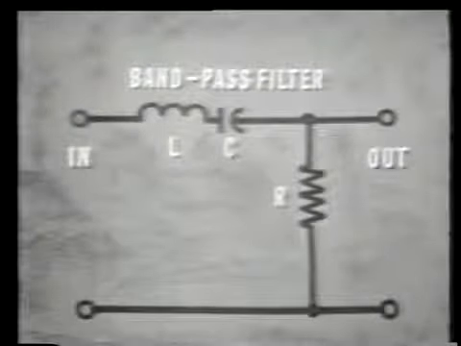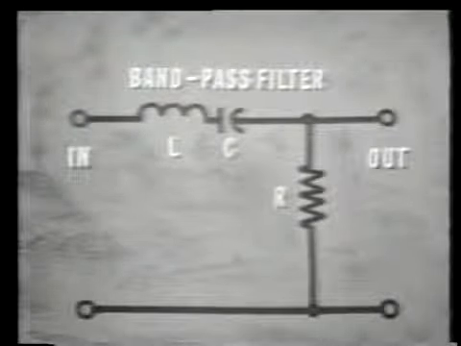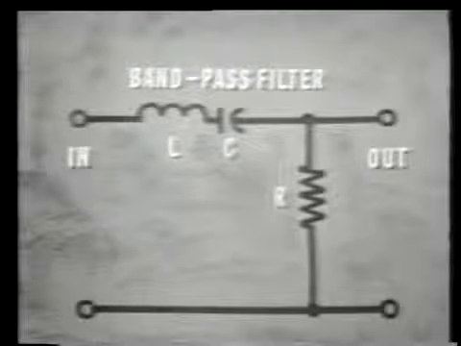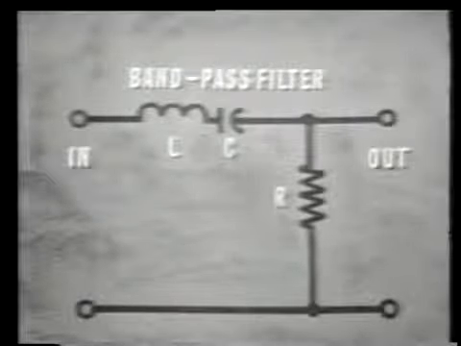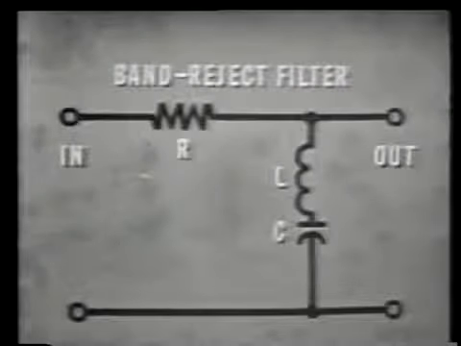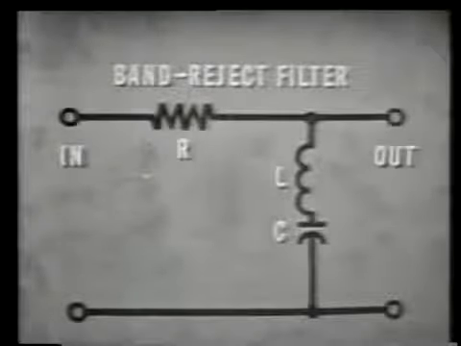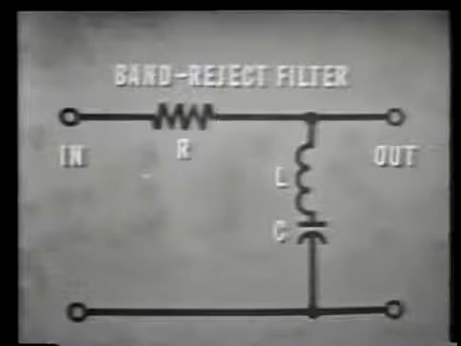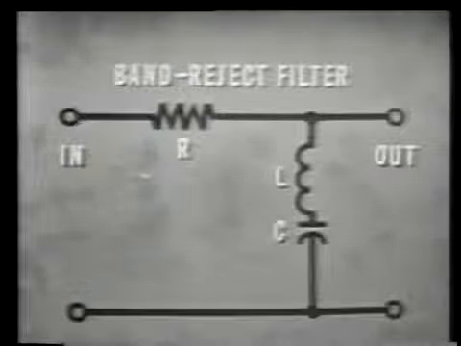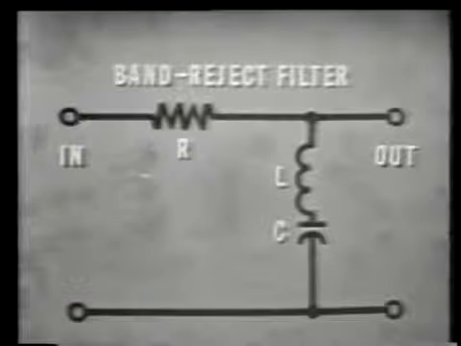A bandpass filter used a series tank circuit and a shunt resistor to pass a selected band of frequencies and reject all others. A band reject filter rejected a band of frequencies while passing all others. This was accomplished by reversing the position of the series and shunt components of the bandpass filter. The resistor became the series component and the tank the shunt component.